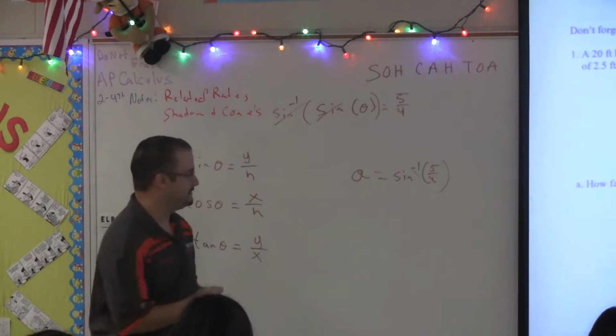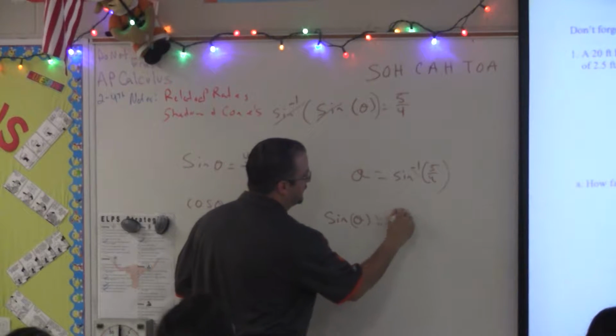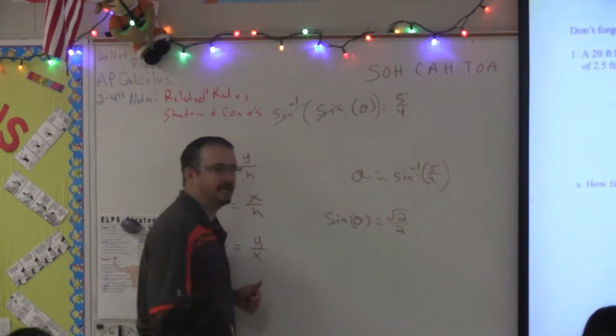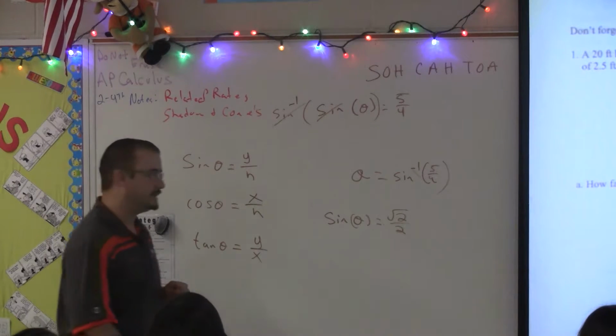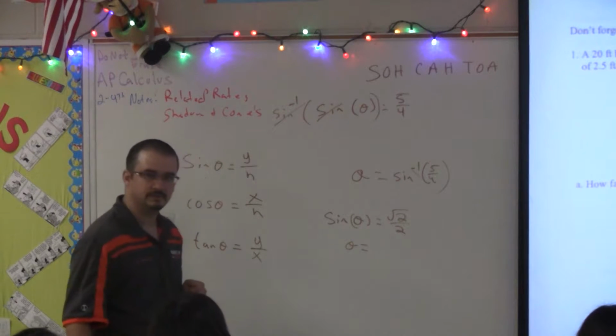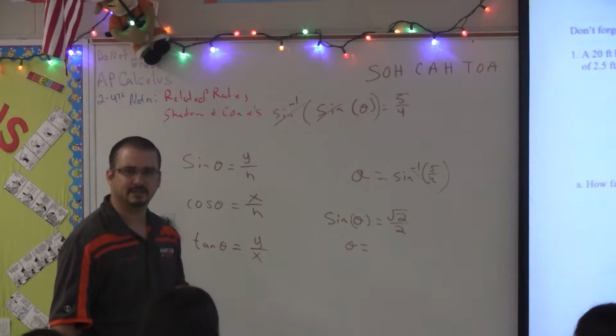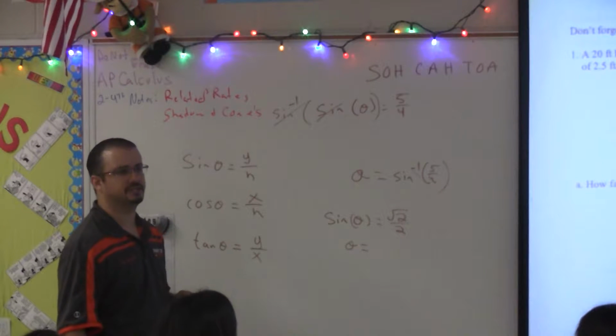Okay? If they give you something like this, find sine of theta equals radical 2 over 2, you're not going to have a calculator for that problem. You're going to have to know what that is. So what does theta equal when sine of theta is radical 2 over 2? It has to be in radians. Everything we do here is in radians. That's in the first quadrant, you should know it.